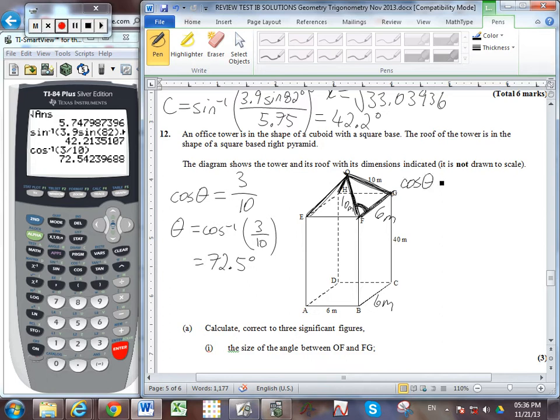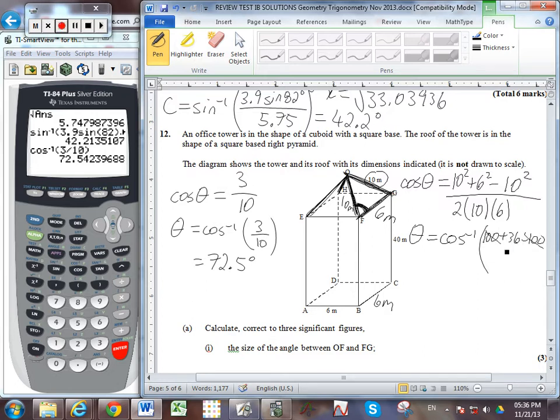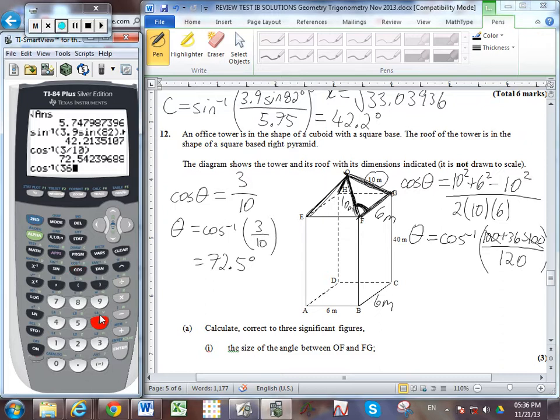So the cosine of the angle will equal the squares of these sides on each side of the angle I'm trying to find, that's 10 squared plus 6 squared, minus the square of the opposite side. Right? We always subtract the square of the opposite, over 2 times the original 2. Alright, so theta is going to equal the cosine inverse of 100 plus 36 minus 100. Oh look, the 100s cancel, that's interesting. Over 2 times 10 is 20 times 6 is 120. So we're left then with the cosine inverse of 36 over 120. And lo and behold, that gives us the exact same answer, 72.5 degrees.